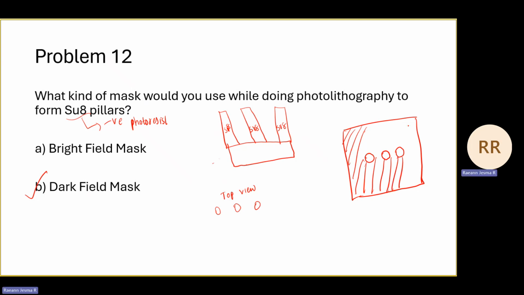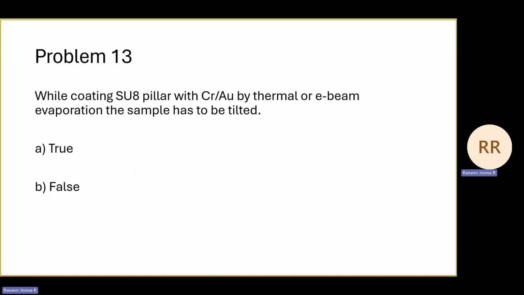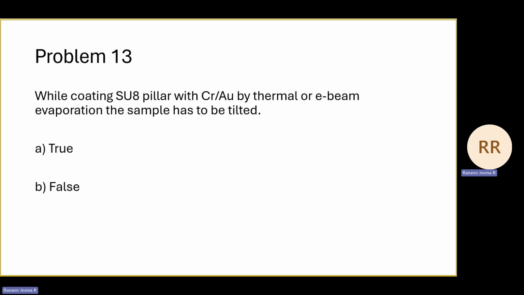So what pattern you have drawn on the mask, not only what kind of mask you are using, also plays an important role, because that will determine what kind of structures we get after fab, in addition to what kind of photoresist you are using. Okay. So the correct answer is option B for problem 12. Next, we'll move on to problem 13.